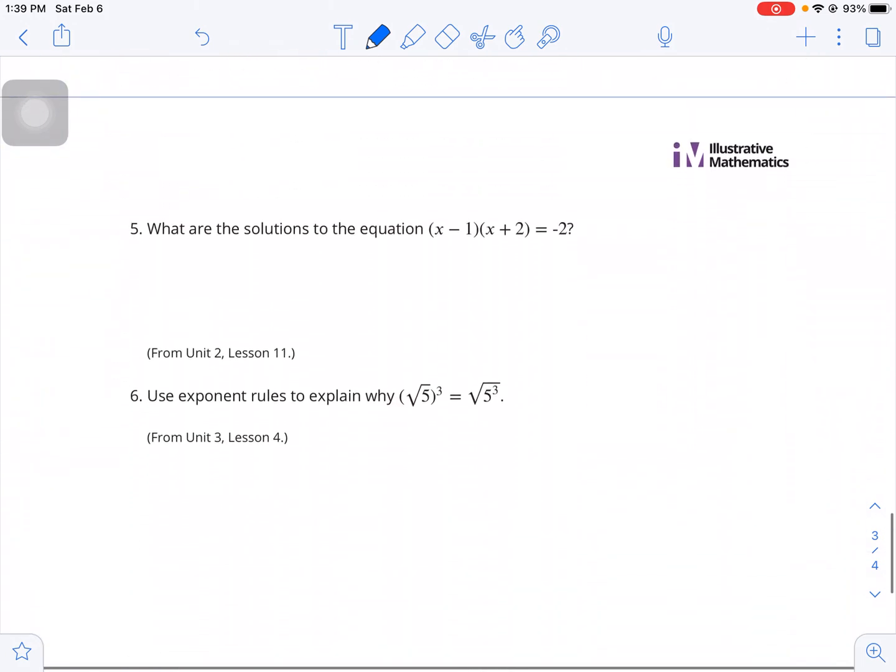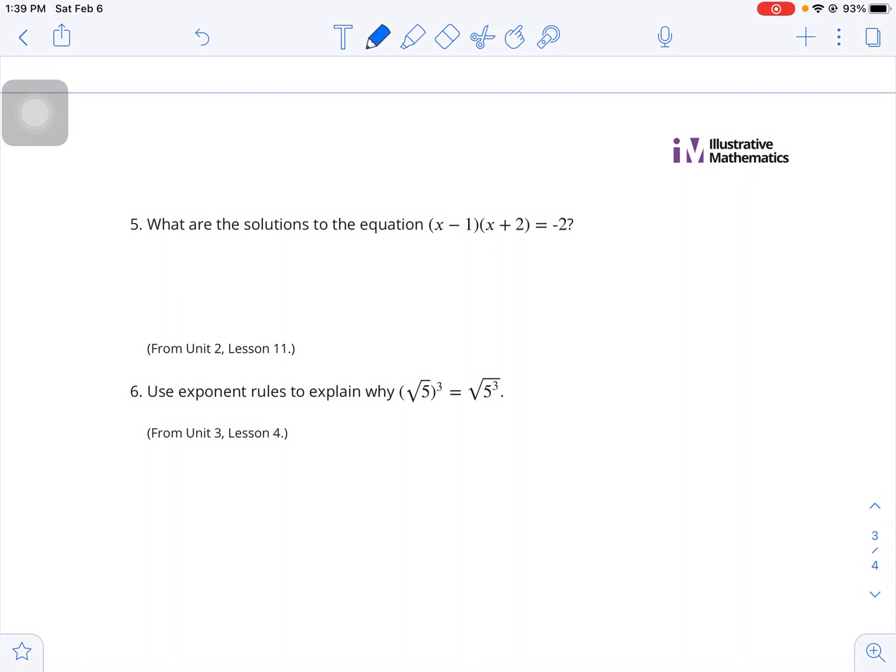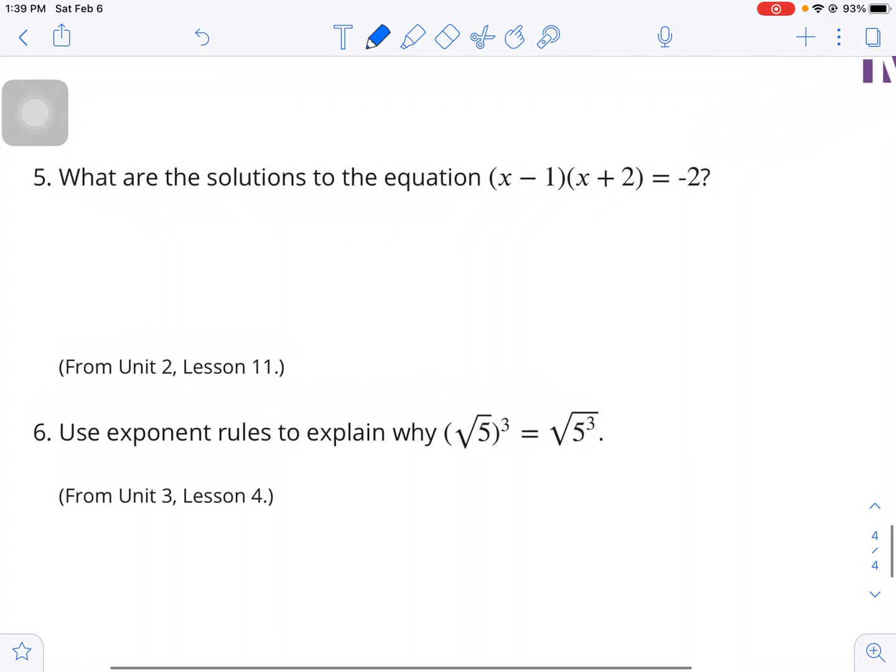Number 5, what are the solutions to this equation? So this is from last quarter's work. So just quickly, because this is a -2 over there, it's not set to 0, but it needs to be in order for me to find the zeros or the solutions or the x-intercepts. Remember, those all mean the same. So I'm going to have to multiply this out, then bring that -2 over to the left side, and then factor again and find my zeros.